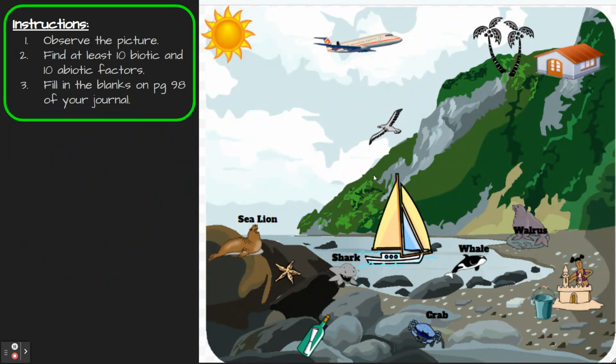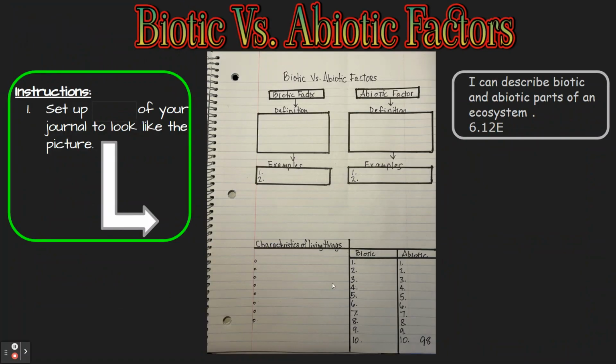Now your assignment, when you go to slide number 3, instructions: observe the picture, this right here. Find at least 10 biotic, living things, and 10 abiotic factors. You're going to fill in the blanks on this page of your journal. So your living biotic things go here, abiotic go on this side here.